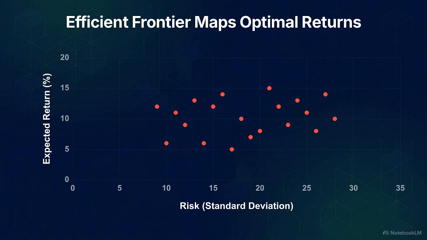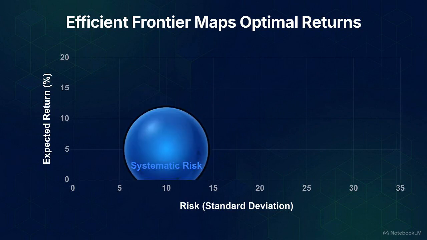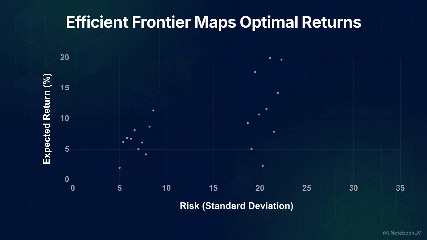The premise is that by combining 15 to 20 different assets across various sectors, an investor can completely strip away the specific risk tied to any individual company. What remains is only systematic risk, the unavoidable baseline risk of the broader market.